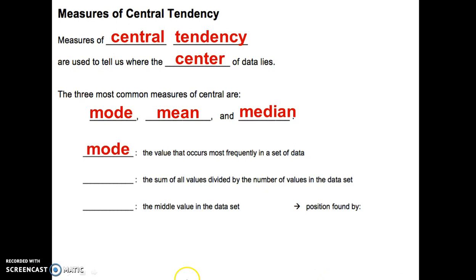The mode is the value that occurs most frequently in a set of data. The mean is the sum of all values divided by the number of values in the data set. It's also known as the average. And the median is the middle value in a data set. The position of the median value is found using (n+1)/2, where n is the number of data points in the data set.